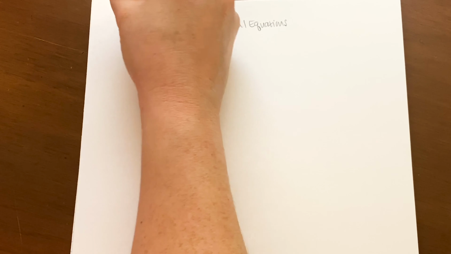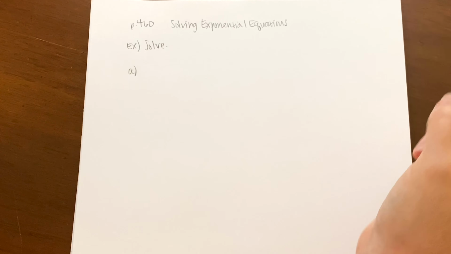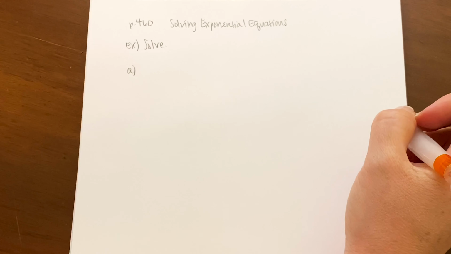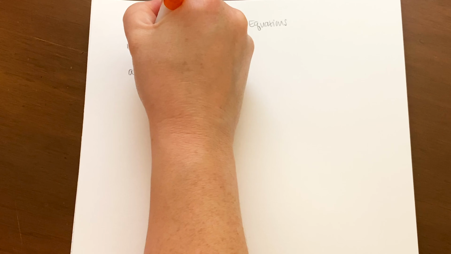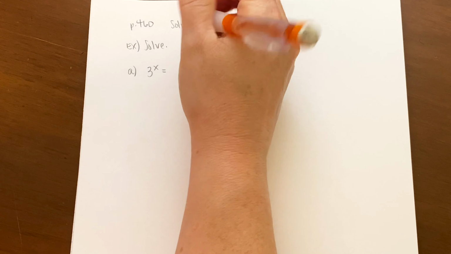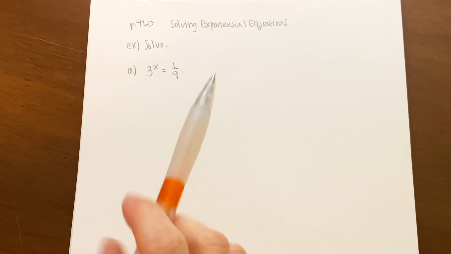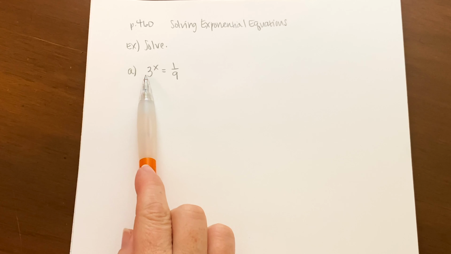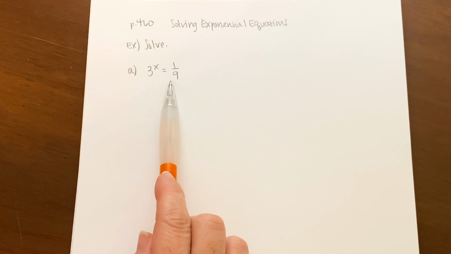So for this example, we're solving. Now you have to be a little manipulative here. You have to be willing to change some things around. So we're going to start with 3 to the x power equals 1/9. So first of all, we've got a 3 on the left side, we've got a 9 on the right side. These are not the same base.